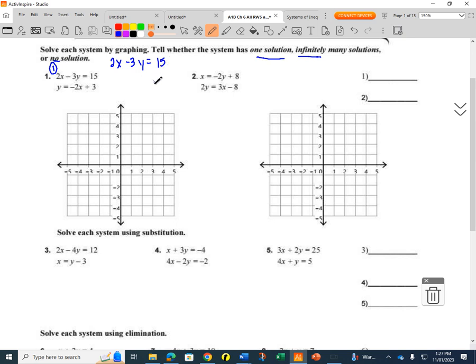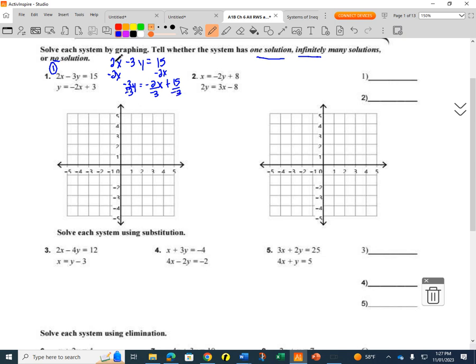Anybody know what we do to isolate the y here? Subtract 2x, yes, subtract the whole term there. So now we have negative 3y equals negative 2x plus 15. Now, to get y by itself, what do we have to do? It's negative 3 times y. How do we undo times? Division. So dividing everything by negative 3.